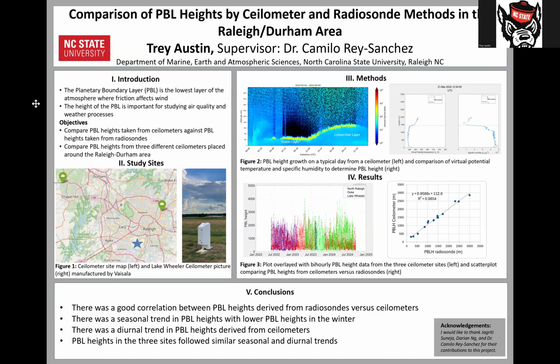Another main objective of this research is to compare PBL heights from the three different ceilometers that were placed around the Raleigh-Durham area. And I have these three sites on this map right here. This is the Durham site. This is the North Raleigh site. And then this is the Lake Wheeler site down here.